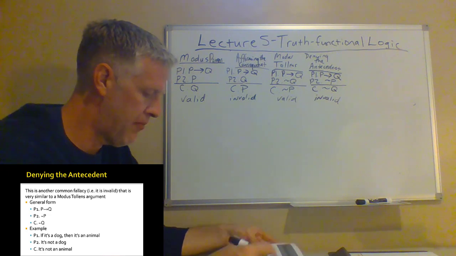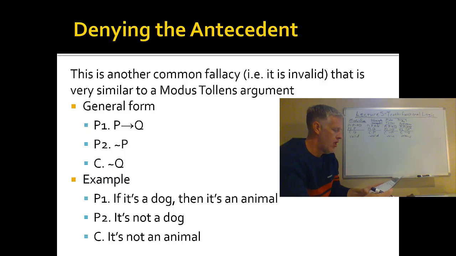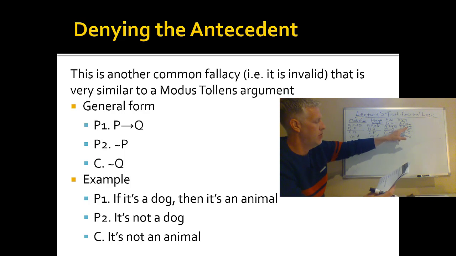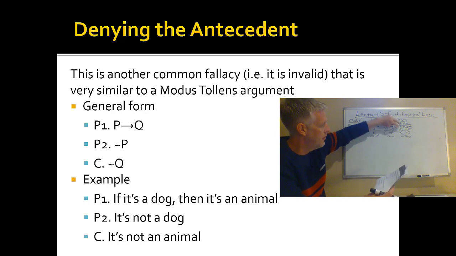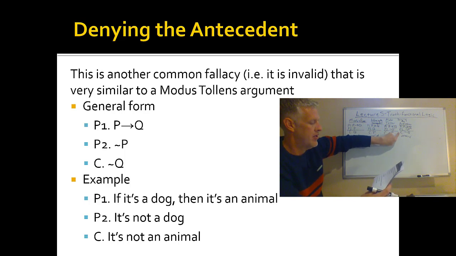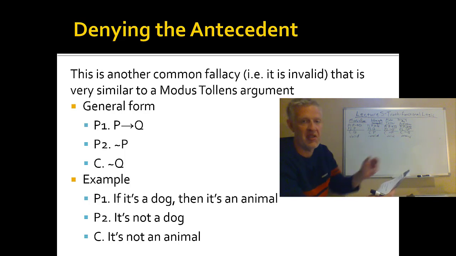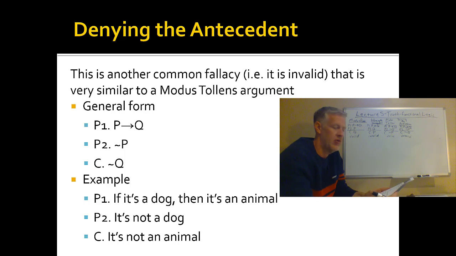Okay. The example I give you at the bottom of slide 16: if it's a dog, then it's an animal. And they say, it's not a dog. And then they want us to infer, well, then it's not an animal. Well, that doesn't have to follow. Just because those original premises are true, if it's a dog, then it's an animal, and it's not a dog, that doesn't mean that it's not an animal. That could still be false. It could still be an animal. It just wasn't a dog. So hopefully that one makes sense.